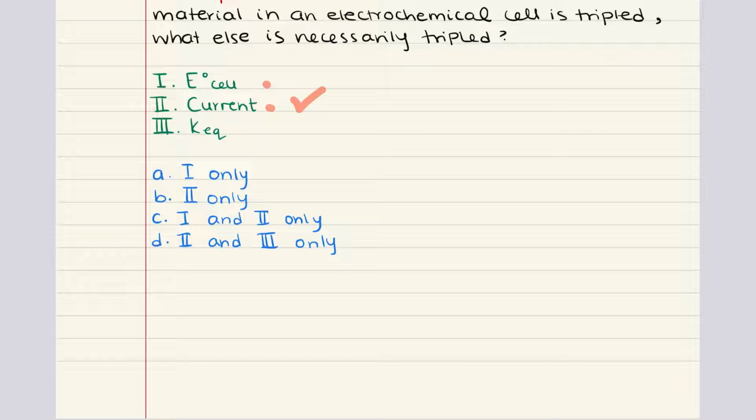What about equilibrium constant? The equilibrium constant is related to the Gibbs free energy change of the reaction, which in turn depends on the standard cell potential. Since the equilibrium constant is derived from thermodynamic properties and not from physical dimensions, changing the surface area is not going to affect the equilibrium constant. So the only thing that will be affected by tripling the surface area is going to be current, which is statement 2. The correct answer for problem 7 is going to be B.